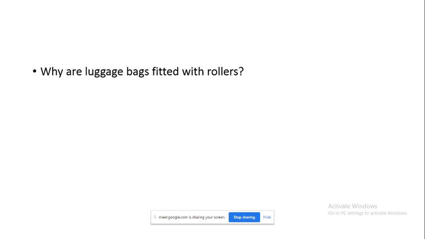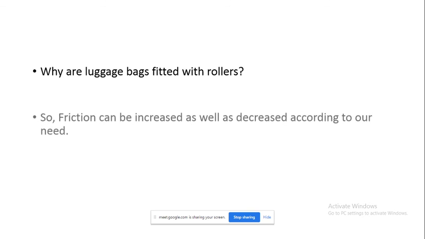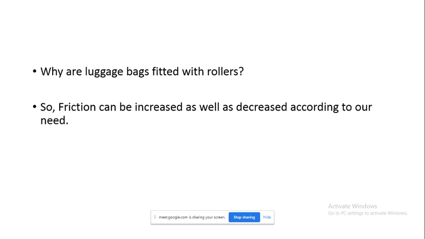Now, this is the question we discussed in the last class. Why are our luggage bags fitted with rollers? To reduce friction. So we just learned that friction can be increased as well as decreased. According to our need, we are going to increase or decrease, right? Friction is very necessary for us, as well as sometimes very harmful for us.